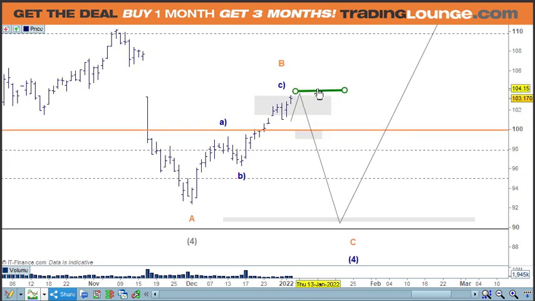So we could do a bit of a robo method here and put that line under here for the time being, under that low, whatever that price is. You can check on that. It's like 103 or something.